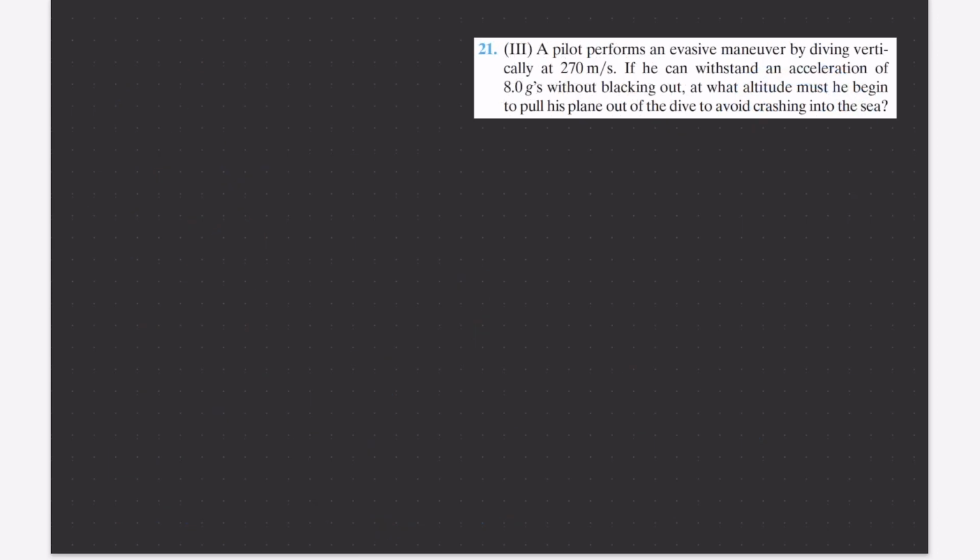This is the sixth problem in our 5-2 practice set. It says a pilot performs an evasive maneuver by diving vertically at 270 meters per second. If he can withstand an acceleration of 8 Gs without blacking out, at what altitude must he begin to pull his plane out of the dive to avoid crashing into the sea?